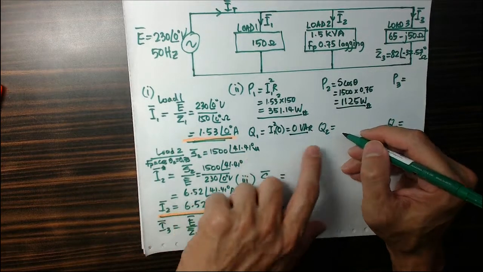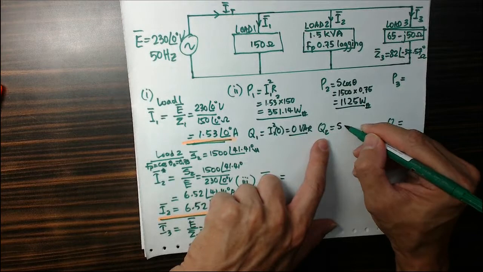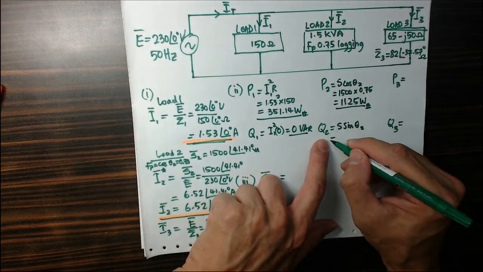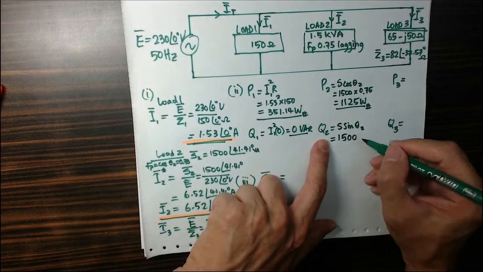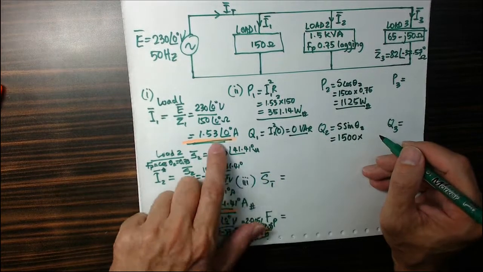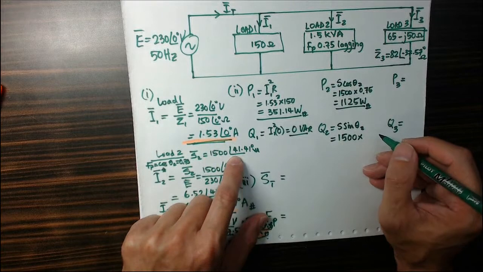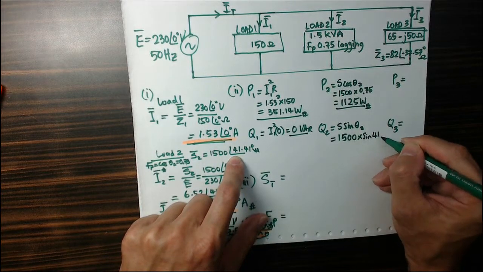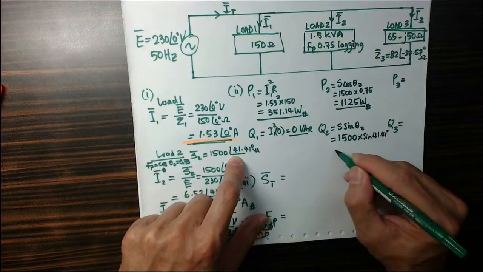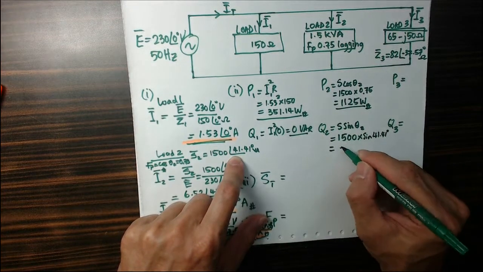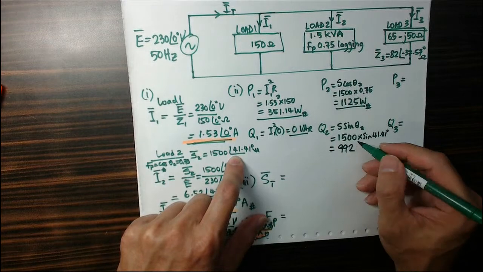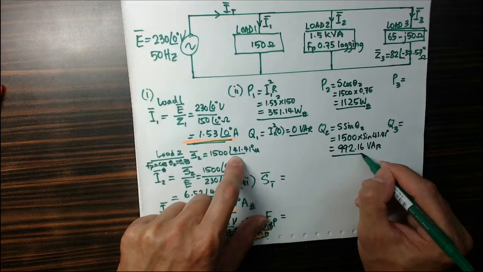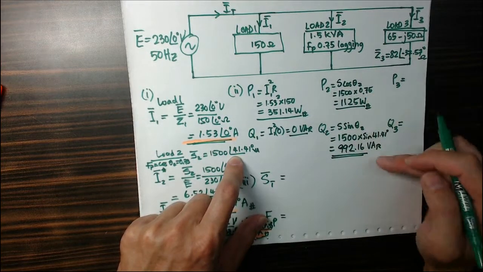Then for the reactive power, it is S sine theta. So that's 1500 times the sine of this angle. Sine 41.41 degrees gives me a value of 992.16 VAR. This is not watts, this is VAR.